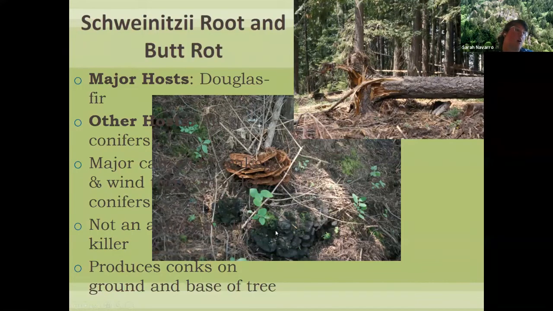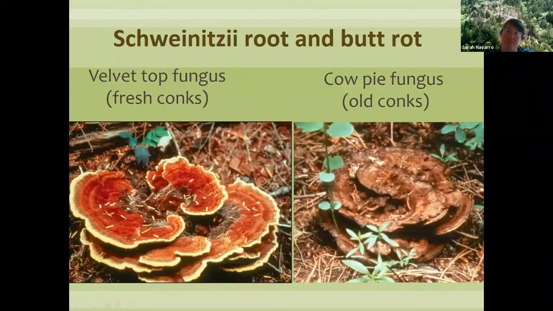And then these conks, you'll see the blacker conk on the ground there is an older one, and the fresher one is that lighter tawny brown right there. Schweinitzii root and butt rot produces what are technically annual conks, so they'll come back and grow fresh every year, versus other fungi like Heterobasidion that cause perennial conks. So the conks will just keep growing and become bigger year after year. These are actually annual, and so they will start to decay.